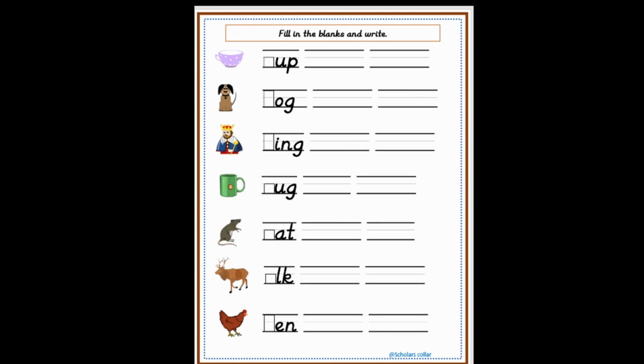Next worksheet we have here is fill in the blanks. So you're going to fill in with the appropriate first letter sound of the object in question. So here we have cup. You're going to put C in there and fill that cup. This is dog, king, mug, rat, elk, and hen.